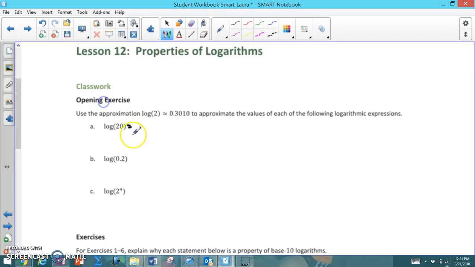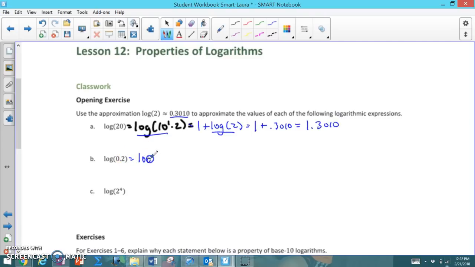So we do have to continue to use some of the properties we've learned. I can rewrite log of 20 as log of 10 to the first times 2. And we learned in Lesson 10 a couple lessons ago that the log of 10 then is just 1, and I can add it to the log of 2. So this warm-up just does a bit of review because they told me log of 2 is 0.3010. I can conclude that's 1.3010. So we go through and we just finish this up.